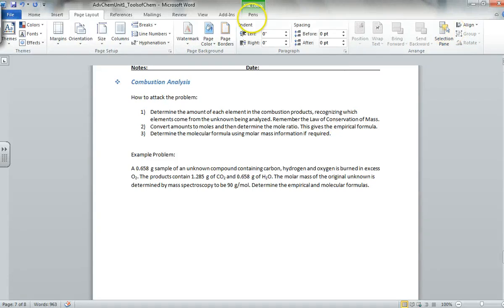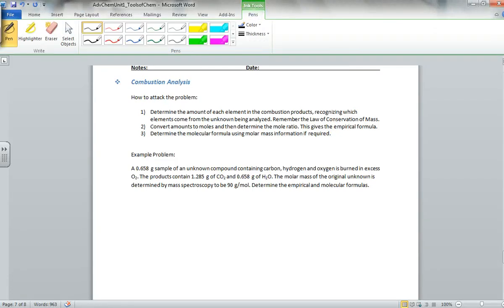Okay, the last type of problem we're going to look at is something called a combustion analysis problem. What happens in a combustion analysis is that you take a sample of an unknown substance, you burn it, you react it with excess oxygen, and in the process you create new compounds which can be collected and analyzed. What we do is we try to figure out how much of these products are produced, and based upon the law of conservation of mass, whatever we end up with had to have come from the original compound, and so we're able to figure out what the original substance was.